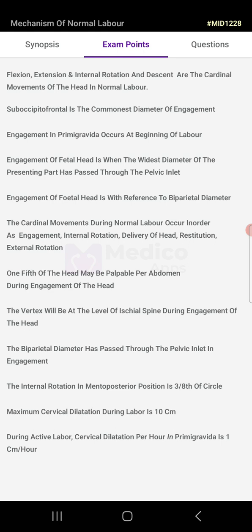The cardinal movements during normal labor occur in order as engagement, internal rotation, delivery of head, restitution, and external rotation. One-fifth of the head may be palpable per abdomen during engagement of the head. The vertex will be at the level of the ischial spine during engagement. The biparietal diameter has passed through the pelvic inlet in engagement. The internal rotation in the ventro-posterior position is 3/8 of a circle. Maximum cervical dilation during labor is 10 cm. During active labor, cervical dilation per hour in the primigravida is 1 cm per hour.